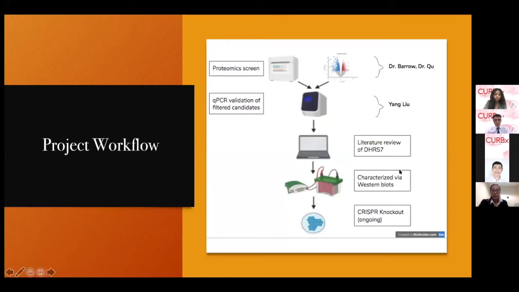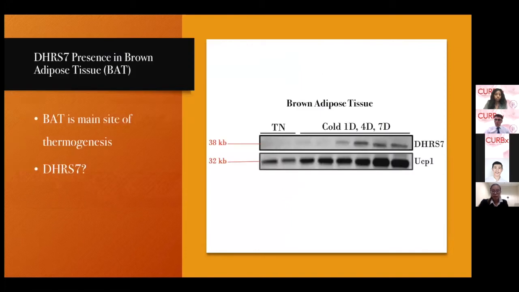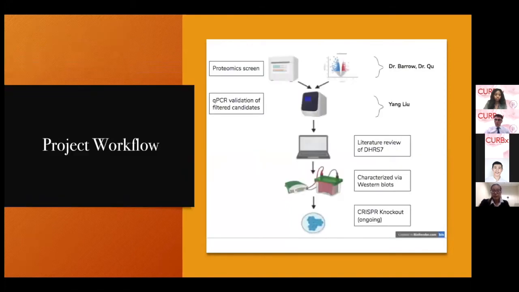Like I mentioned, Dr. Barrow and Dr. Q performed the preliminary proteomics screen where they identified a large list of potential candidates. Then Yang Liu, one of the graduate students in the lab, narrowed down this list further using a variety of methods and experiments. And my project began ultimately with the literature review of DHRS7 and assessing its novelty and function in thermogenesis. I later went on to characterize the protein in several different tissue types, some of which I will be showing today using Western blots and assays. And I'm currently in the stage of generating a knockout cell line, which I will talk about briefly later in future studies.